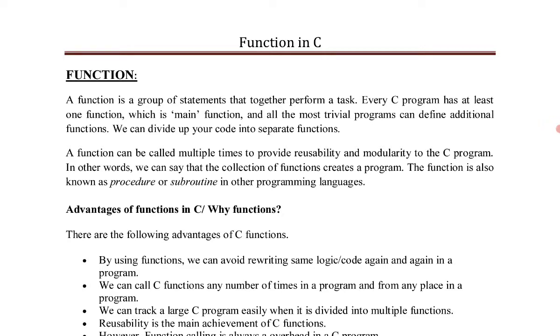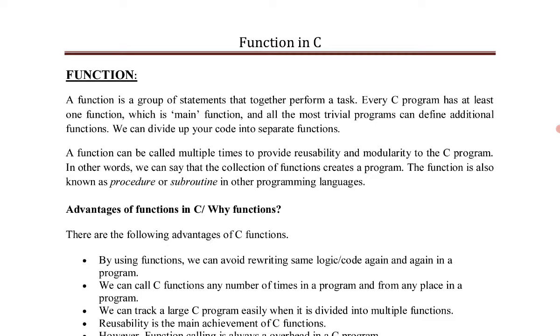Every C program has at least one function, which is the main function, and even the most trivial programs can define additional functions. We can divide up our code into separate functions. A function can be called multiple times to create a program. A function is also known as a procedure or subroutine in other programming languages.